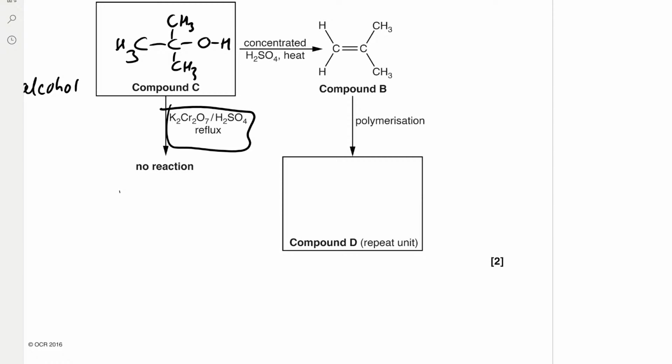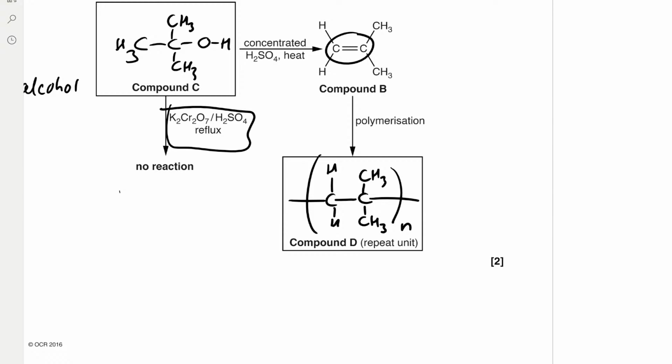And then compound D is a repeat unit of a polymer formed from compound B, so it's going to be an addition polymer, and we draw it like ethene. So draw a single bond, because this bond here is going to break and add across to form our polymer links, which we're going to draw nice and long, and then our groups attached to these carbons, and then like that.